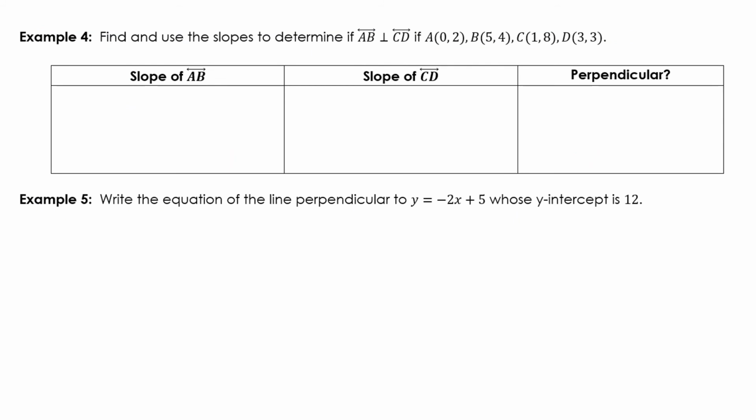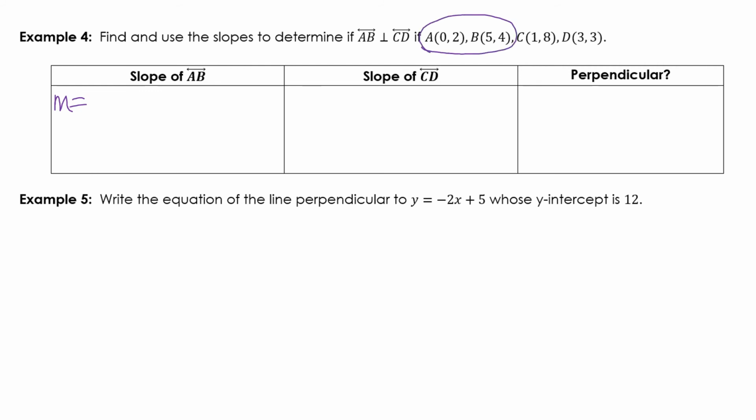All right, so for example 4, we are trying to decide if AB and CD are perpendicular. So similar to what we did with parallel, but now we're looking at perpendicular. So we are going to find the slopes of AB and CD and then compare them and see if they're opposite reciprocals. And if they are, then they're perpendicular, and if they're not, then they're not perpendicular. So watch your signs for AB.